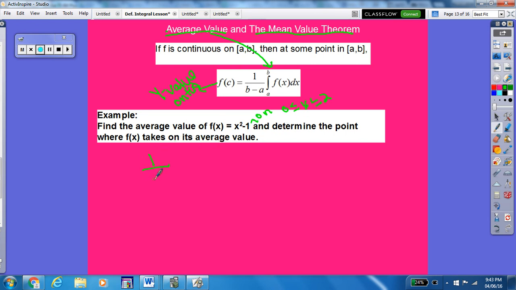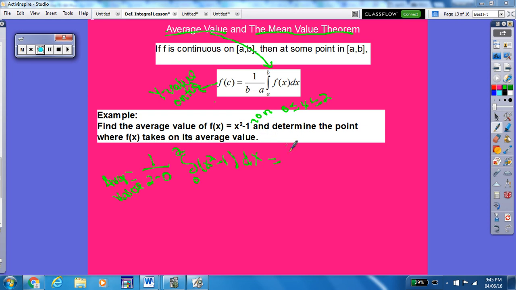So again, it will be 1 over 2 minus 0, and we'll set up the integral from 0 to 2 of x squared minus 1 dx. And this should give us the average value. Okay, so you can go ahead and press pause for just a second and calculate that integral. You can use your calculator. I guess you could do it by hand if you wanted to.